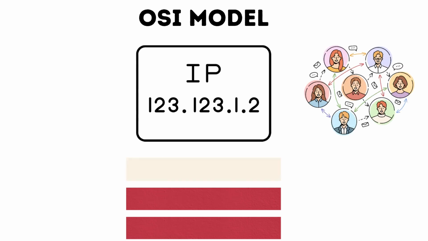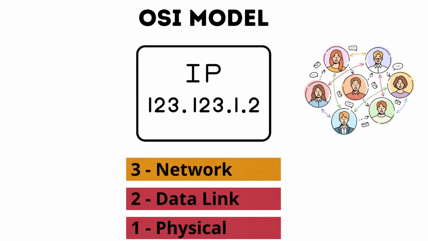The network layer is where routing happens. It determines how data gets from the source to the destination, even if they're on different networks. Here we deal with IP addresses, routers, and the concept of routing.